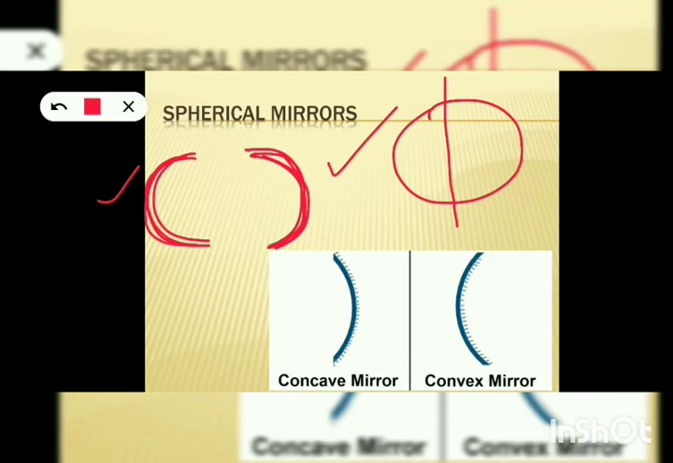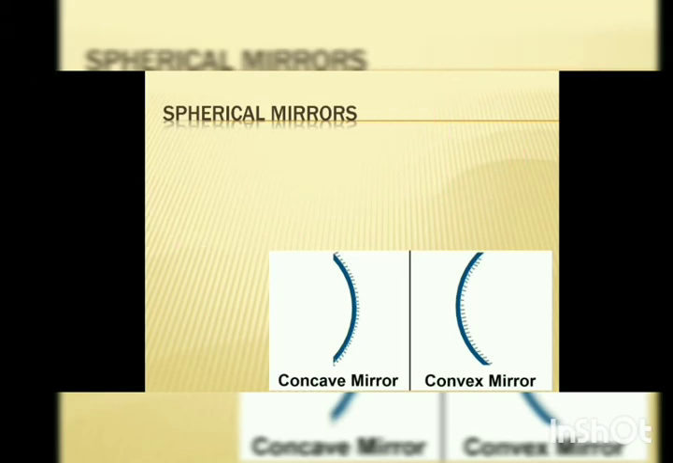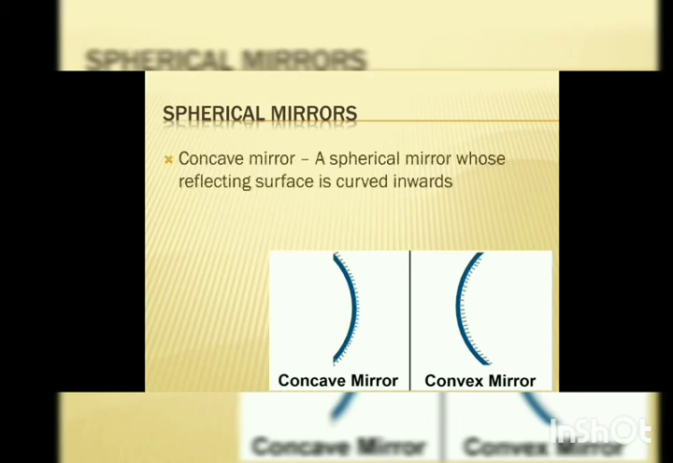So a mirror which is spherical in shape, a part of a reflective surface which is in the form of a sphere, is a spherical mirror. Now, we have two types of spherical mirrors, which are shown here. One is the concave mirror.